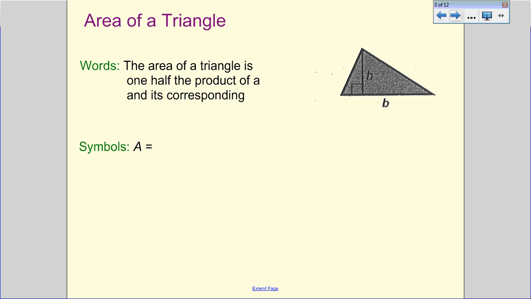So the area of a triangle is 1/2 the product of a base and its corresponding height. Let's erase this and make sure you guys see the 90-degree angle. So we have a base and a height, and then here's that 90-degree angle. And so the symbol for that, we have 1/2. Product means we times base and height.